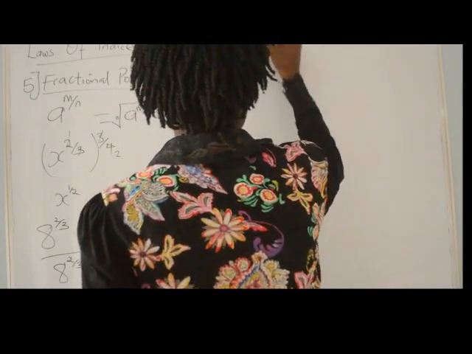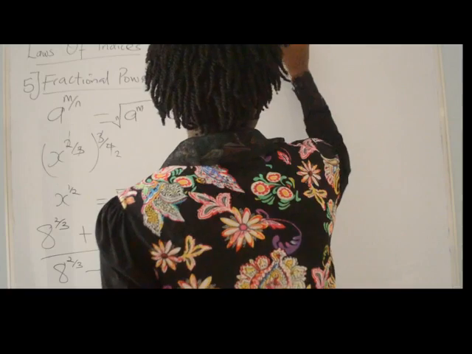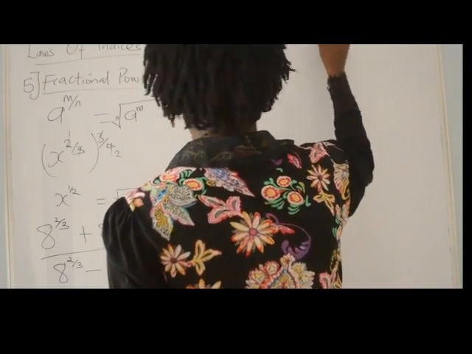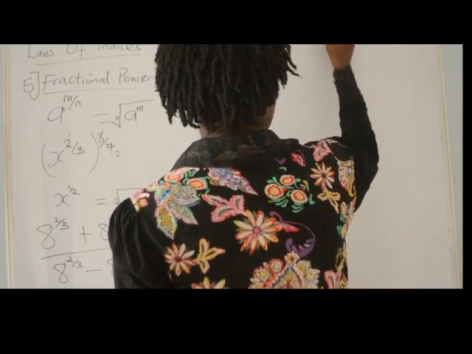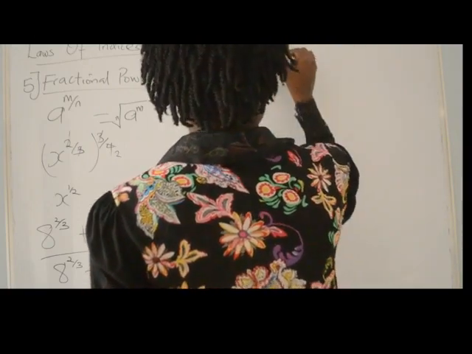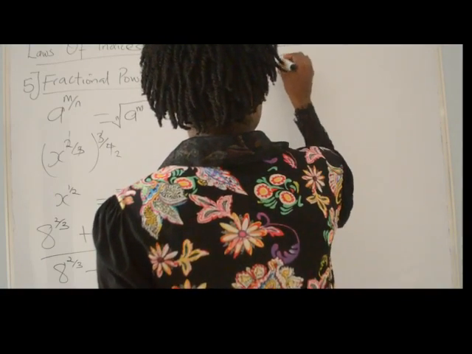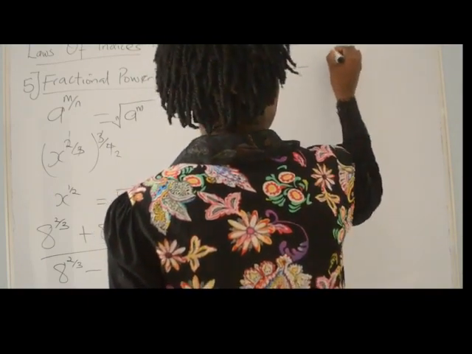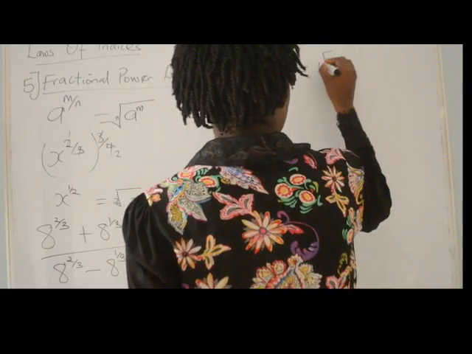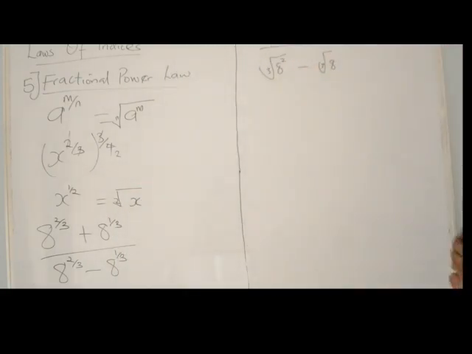So what we'll be simply having from here is the cube root, now I'll be putting my 3, very little 3, of 8 square plus the cube root of 8. Don't forget our 3, divide by the cube root of 8 square minus the cube root of 8. So this is what it really means. So we'll be working on this very quickly.